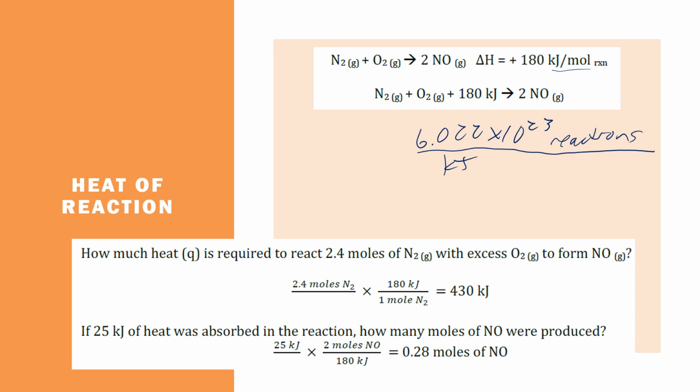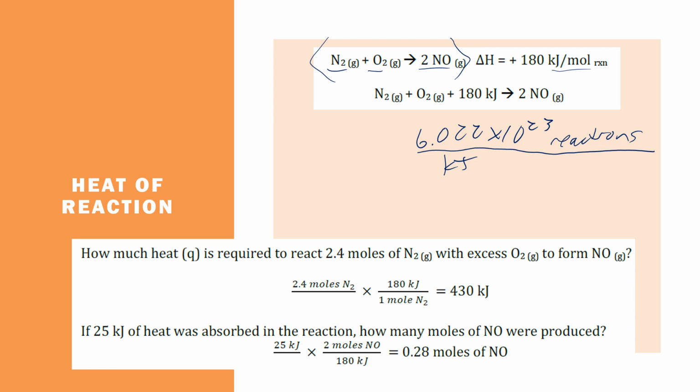And the way that we would kind of look at that is, when you do that reaction once, you have one N2 molecule reacting with one O2 molecule, and it produces 2 NO molecules. That's for every one time the reaction happens. So you can scale that up to moles. Every time the reaction happens 1 mole of times, you use 1 mole of N2 and 1 mole of O2, and you produce 2 moles of NO. So heat is typically given in per mole of reaction. So it just tells you how many times the reaction is happening.